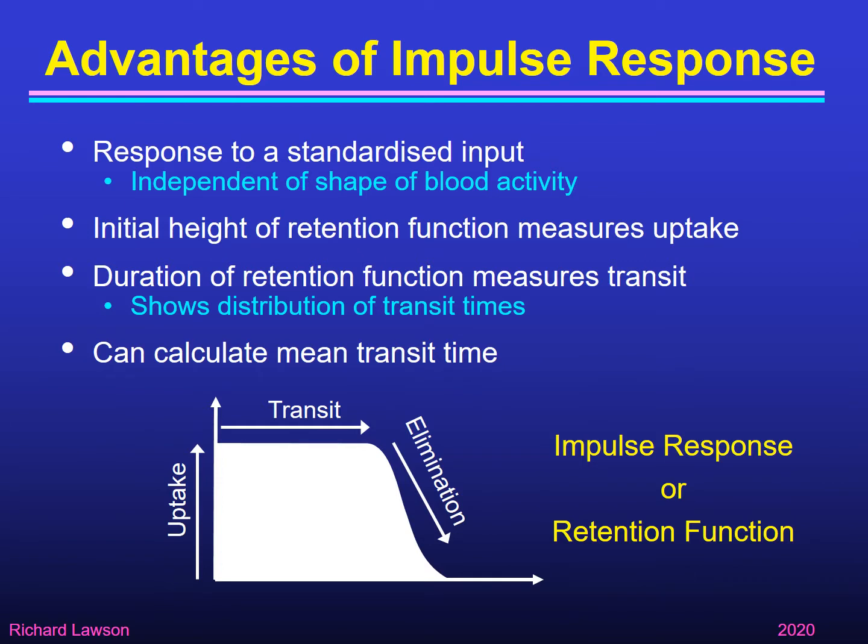So the advantages of this impulse response or retention function are that it's the response to a standardized input. It's independent of the actual shape of the blood activity, so it removes the effect of recirculation and all these other organs. So the shape of the impulse response or retention function shows us an initial height here, which represents the uptake, and the duration here represents a measure of transit through the system and shows a distribution of the different transit times, and from that we can calculate the mean transit time.